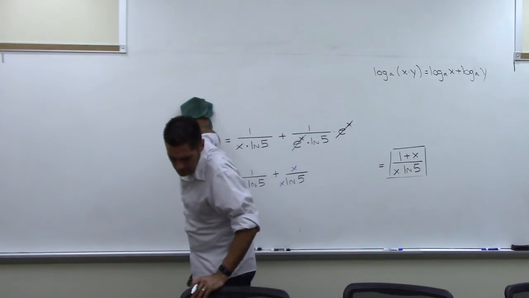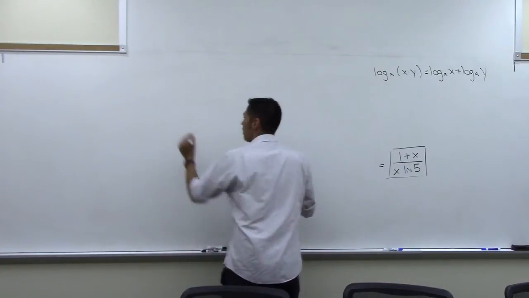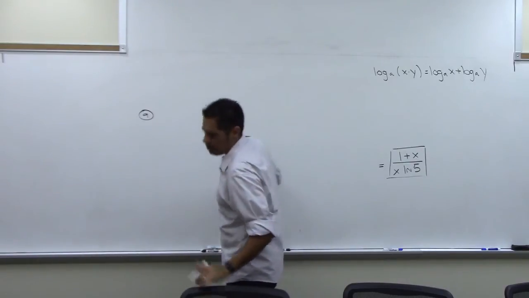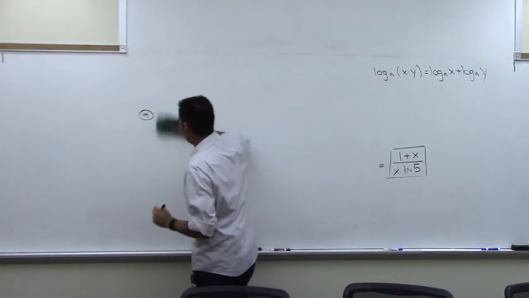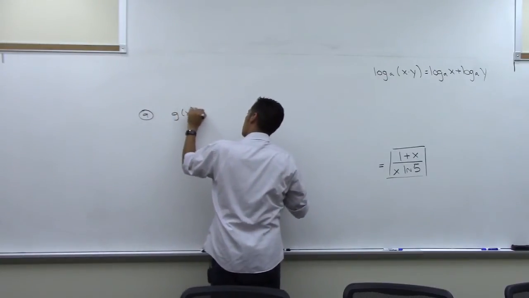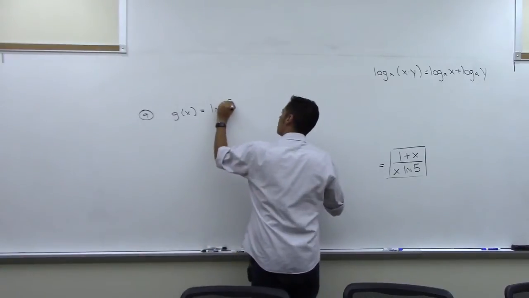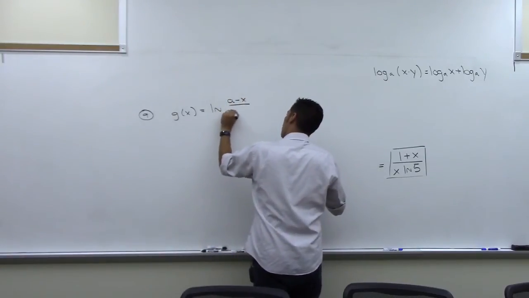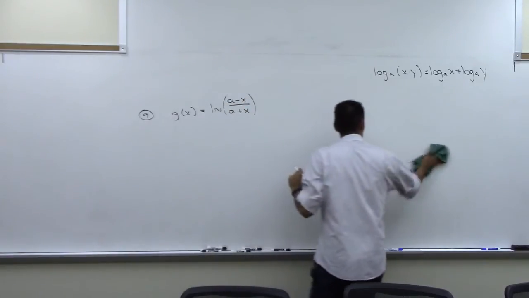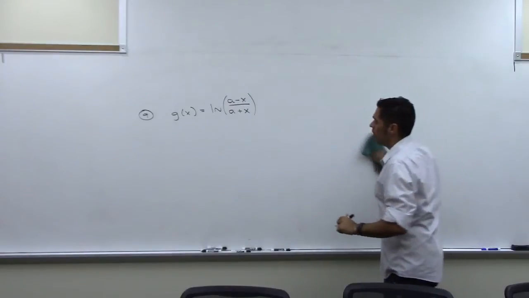I'm going to try and do number 9 real quick. I'm about to get kicked out of here. Number 9, natural log. Wait, g of x is natural log of a minus x over a plus x. Now a in this problem is a constant. They don't put the parentheses around it like I did, but it's understood that there's parentheses there.